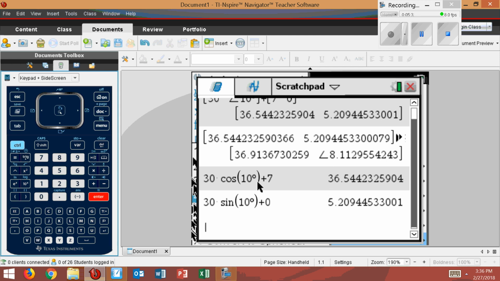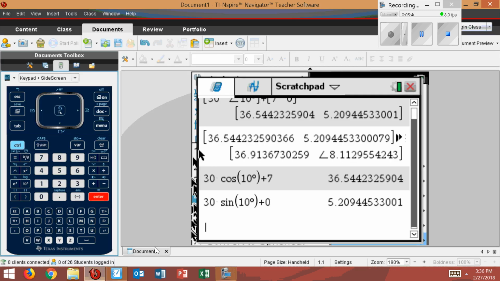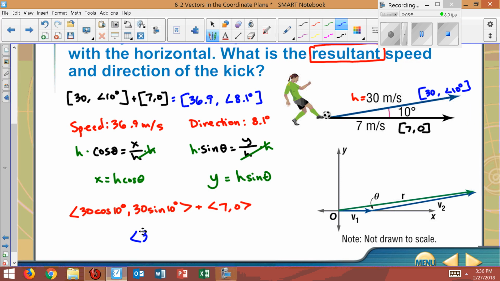So that's the same way of getting the values, it's just longer. And so that gave us the x value, which would be 36.5, comma 5.2. Once you have your x and y, to find the h, you do the Pythagorean theorem. And to find the angle, you would do an inverse tangent of y over x. And that's how you would get that.